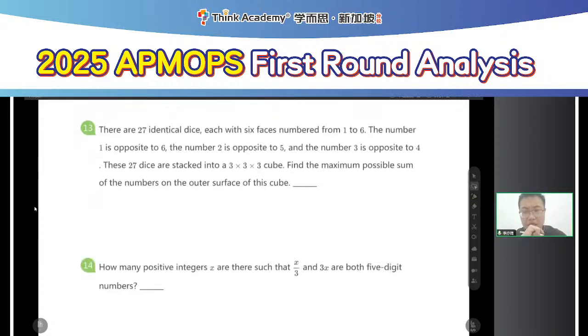Then question 13. I remember 13 is an old question. I remember seeing this question at least twice in past year papers, but I don't remember if it was the RMO question or the small question. But it's an old question, and still easy.